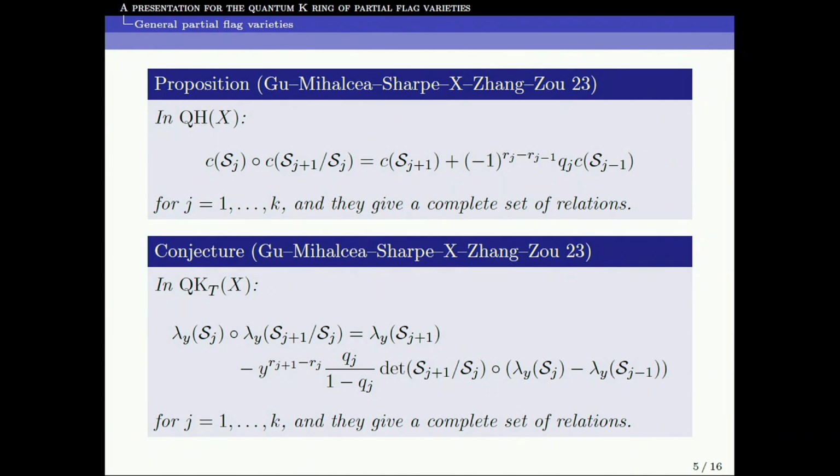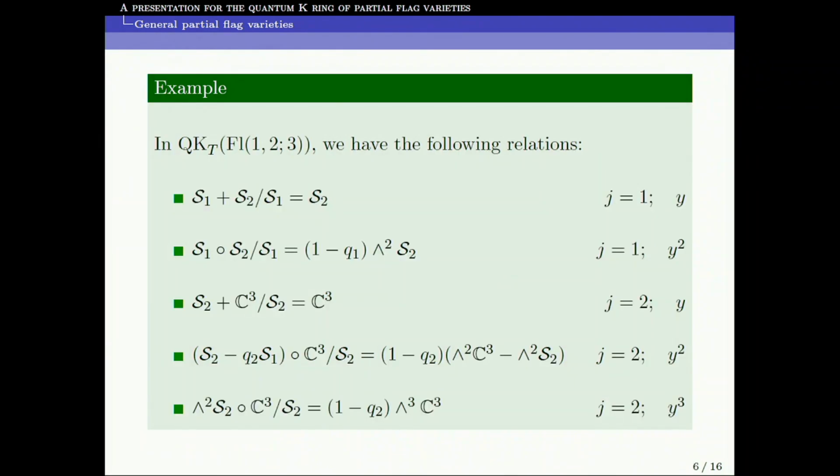In fact, each step doesn't give you just one relation, but it gives you a set of relations. You should think of this as requiring this polynomial in Y to be the zero polynomial. So the coefficients in front of each power of Y should vanish. So for example, if you expand these relations for FL(1,2;3), then the first step is giving you the first two relations, and the second step is giving you the last three relations.